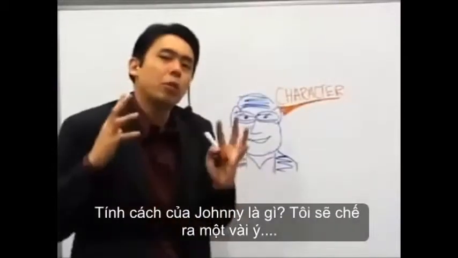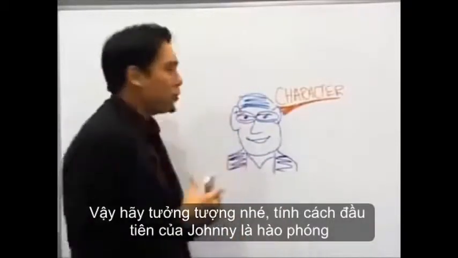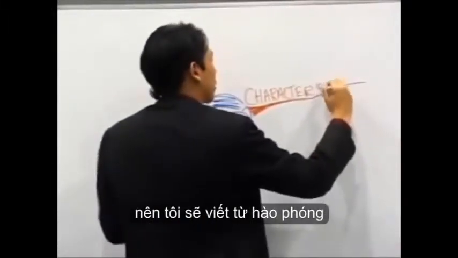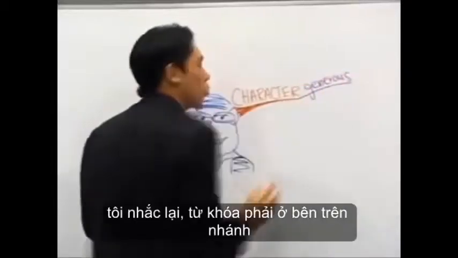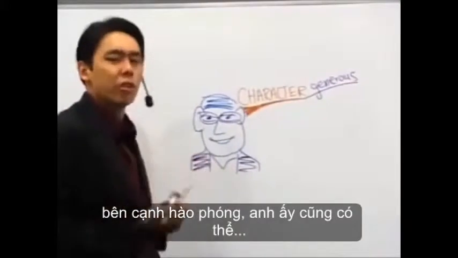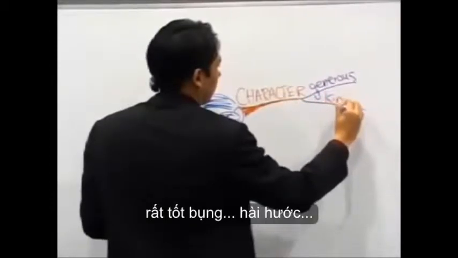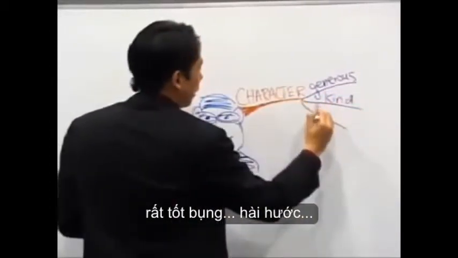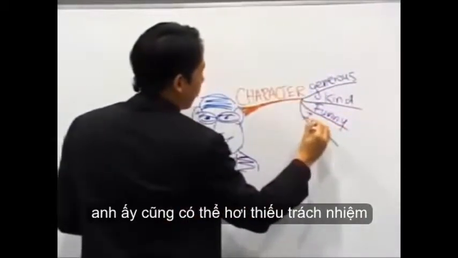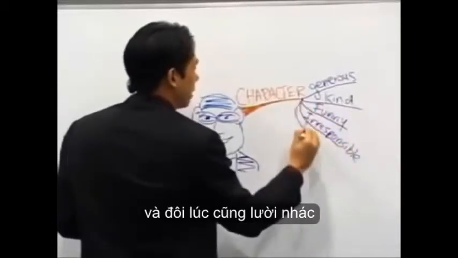So under character, what can we talk about this person's character? Again, I'm making stuff up, right? So let's imagine for Johnny, the first part of his character is he's very generous. Okay, so I'll write down the word generous. Once again, it's a keyword. The word must be on the line. So besides being generous, maybe he's also really kind. At the same time, he's a very funny person. But at times, he can be a bit irresponsible. And sometimes even a bit lazy.